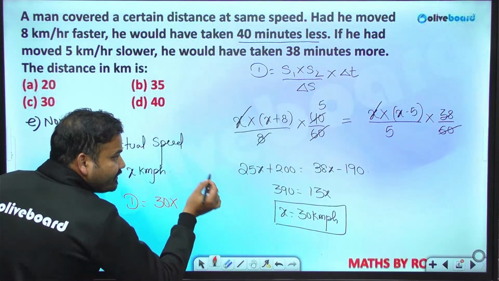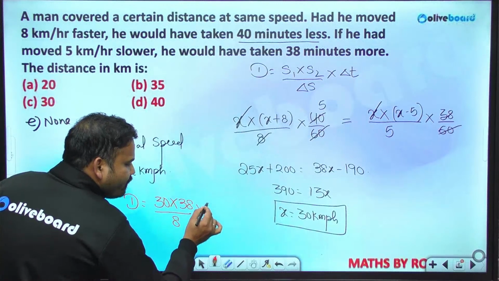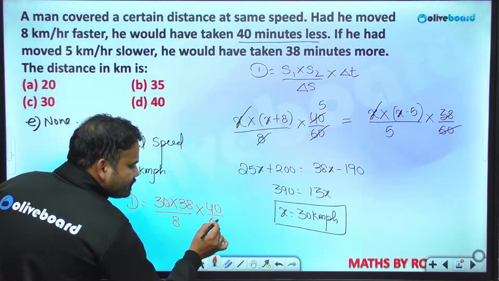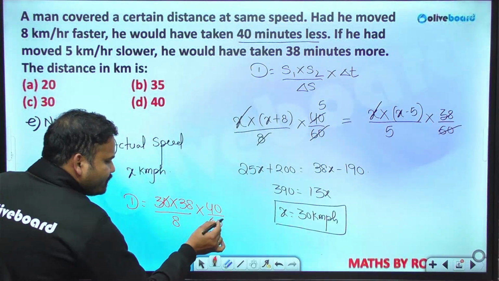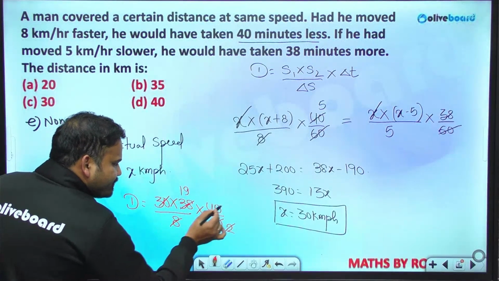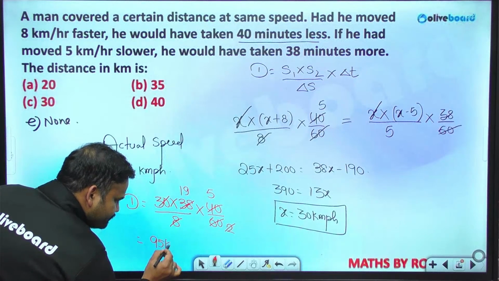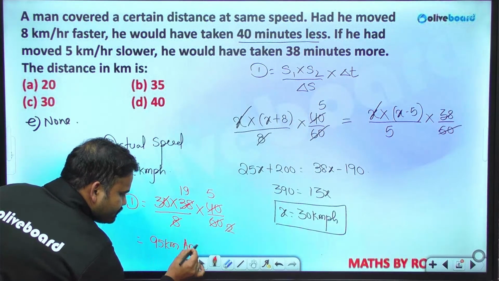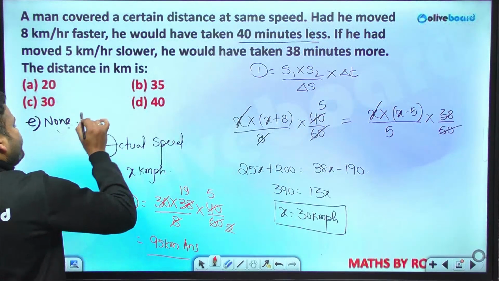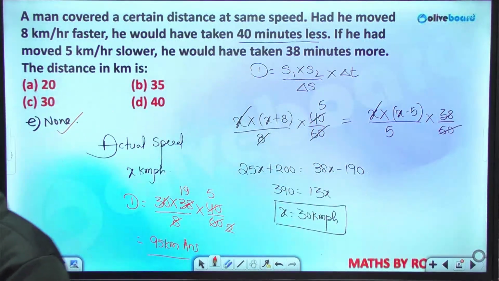multiplied by 38 upon 8 times of 40 by 60. This is 30 times of 2. This is 2 times of 19. And we have 8 times of 5. So ultimately your distance will be 95 km. The distance which you were traveling was none of this, that is 95 km. Is it clear, everyone?